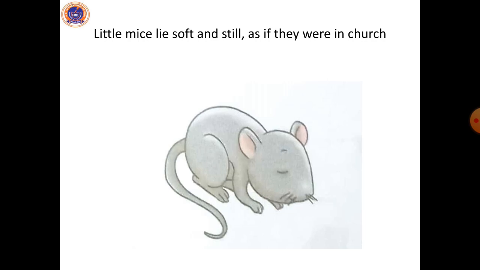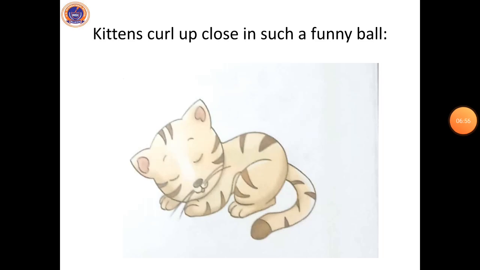Okay. So children, whenever we go to the church, we are not allowed to talk. We should sit still and quietly and pray to the Lord. We should not make any kind of noise. So, similarly, the mice also sleep like that. Okay? It sleeps very quietly and still. So, that is why the poet compares the mice with the church. So, children, I think you have understood.